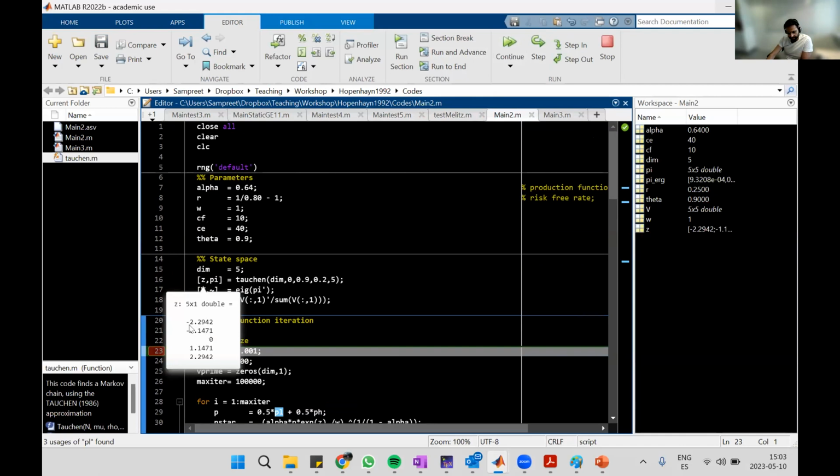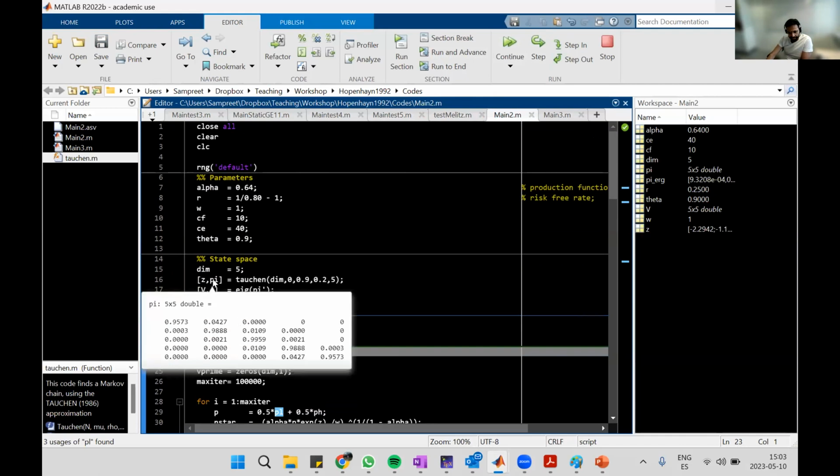The transition probabilities are these. So this is the probability of Z1 being Z1 next period. This is the probability of Z1 being Z2 next period. This is the probability of Z1 being Z3, Z1 being Z4, Z1 being Z5. And similarly, this is Z2 becoming Z1. This is Z2 being Z2 next period again, Z3, Z4, Z5, and similarly for each.